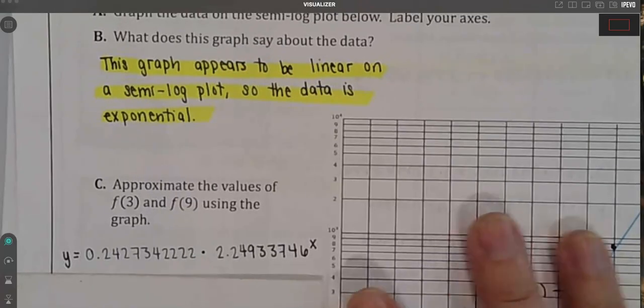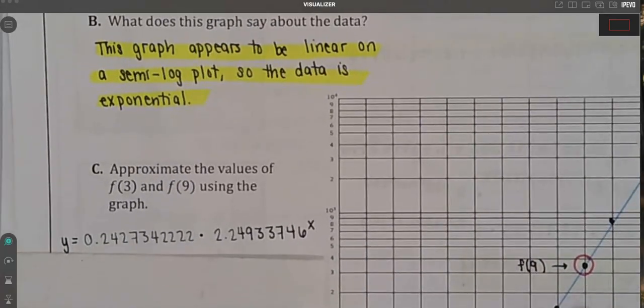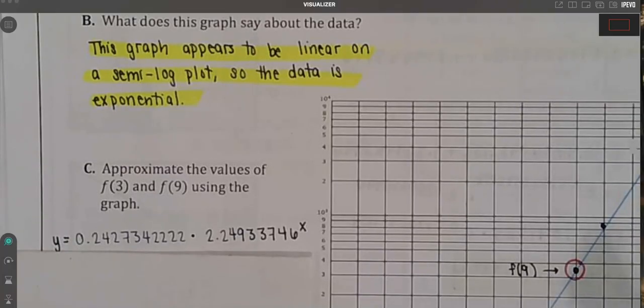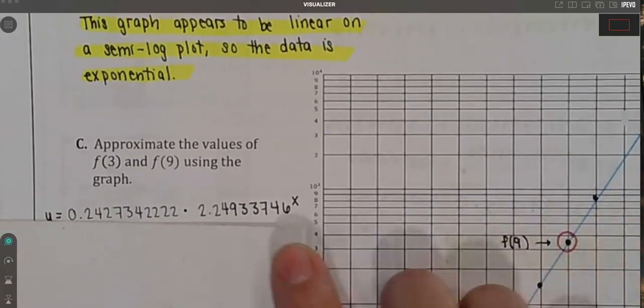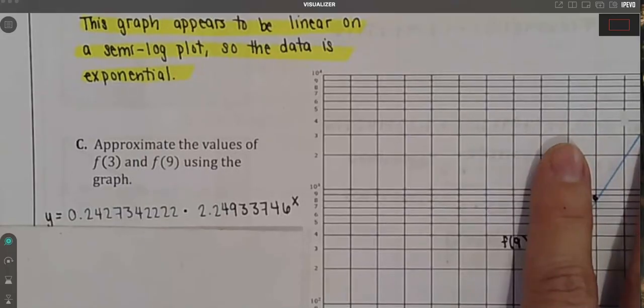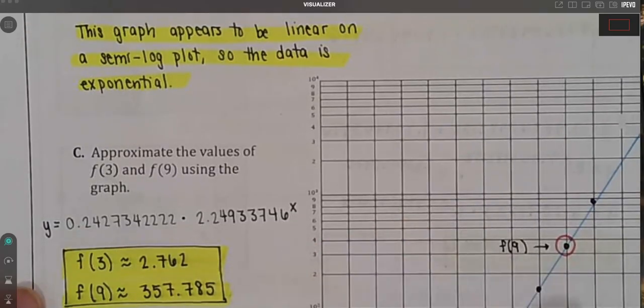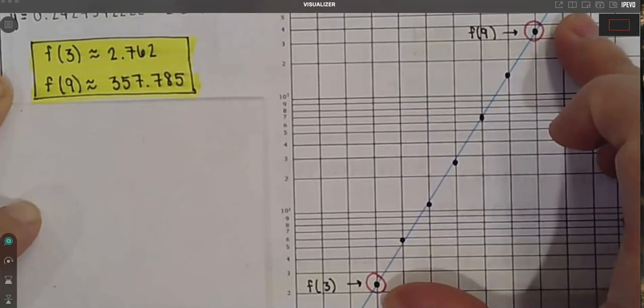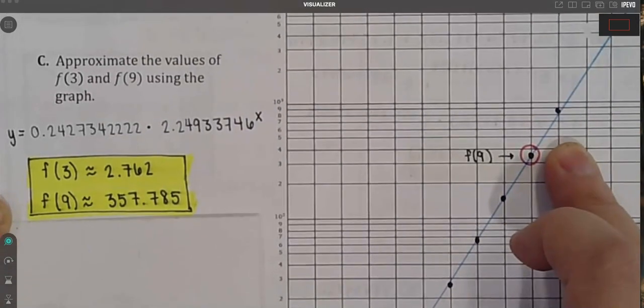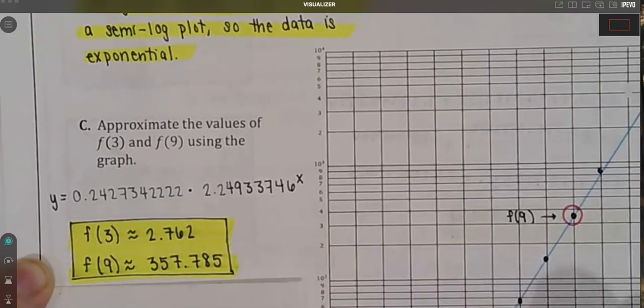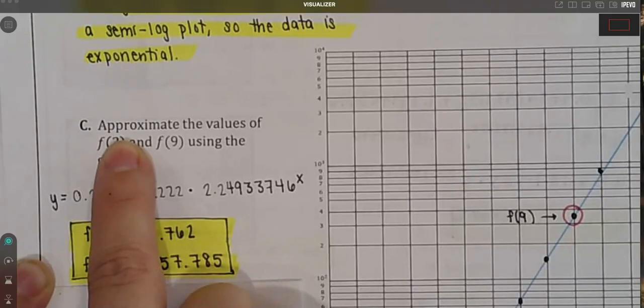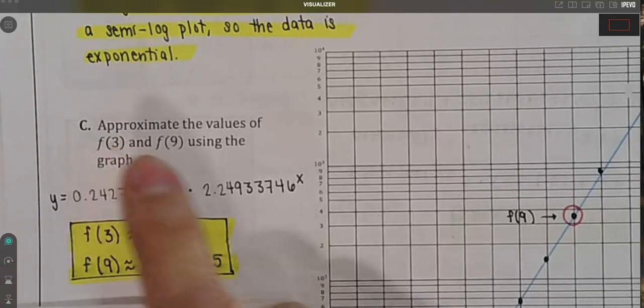Alright, approximate the values of f of 3 and f of 9 using the graph. I decided to make a regression equation, but you could have also used the graph and kind of estimated, since that's what it instructs you to do. It's more exact with a regression model. So what I did was I found the regression model, and then I plugged in 3 and plugged in 9, and I got these values. Now, you could also linearize, like find the linear equation, and then plug in 3 and 9, and that would also be a legitimate approximation for this problem.